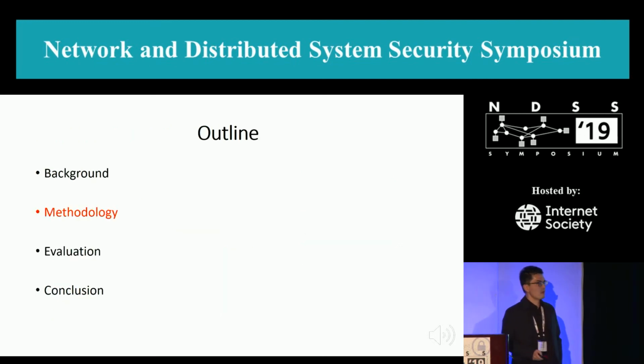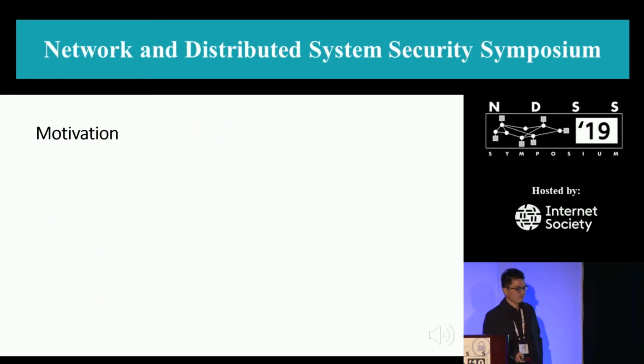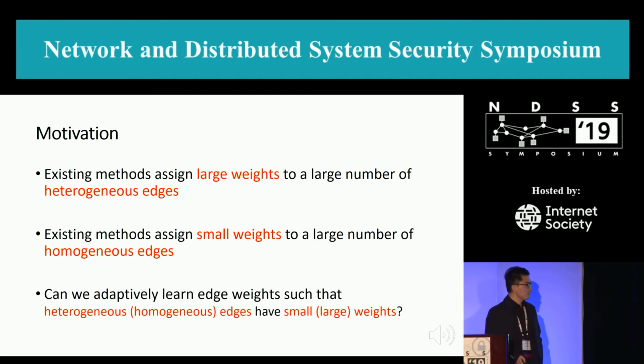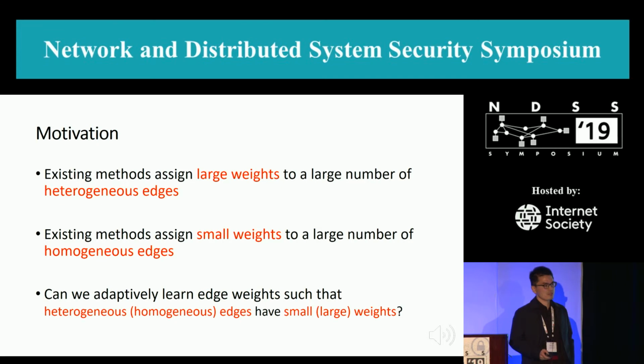And this makes us propose our method. The motivation: as I said, the existing methods assign the same weights to the heterogeneous edges and the homogeneous edges. So the question is, can we adaptively learn the edge weights such that the heterogeneous edges have small weights and homogeneous edges have large weights? This is the goal of this paper.